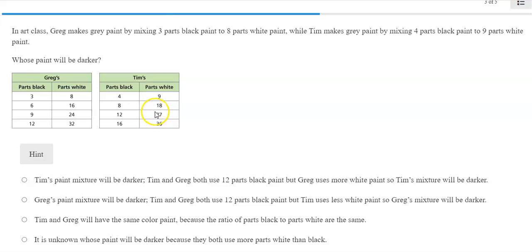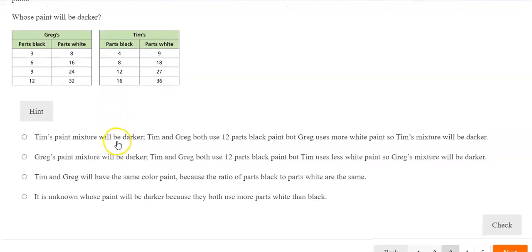So which is going to be darker? It's going to be Tim's because Tim only put 27 parts white, whereas Greg did 32. So Tim's is going to be darker. They both used 12 parts black paint, but Greg used more white paint.